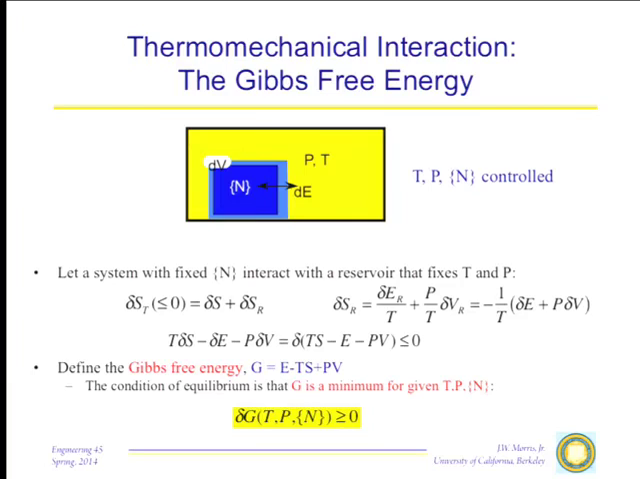Let me multiply through by a negative sign again, because it's always easier to work with minima rather than maxima. And let me define a thing called the Gibbs free energy, after J.W. Gibbs. G is E minus TS plus PV. Then the condition of equilibrium for a system in which I control the temperature, the pressure, and the chemical content is that the Gibbs free energy must be a minimum. That is, the variation of the Gibbs free energy in any change of state in which those quantities are fixed has got to be greater than or equal to 0.